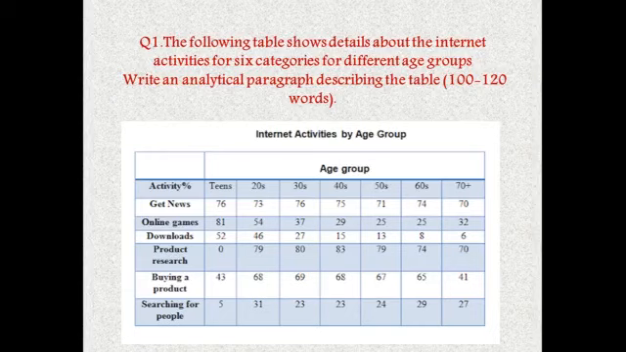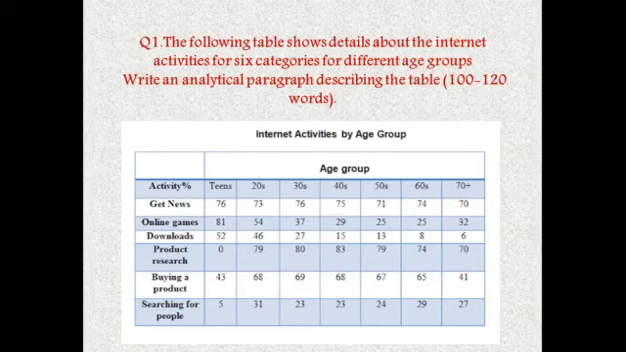Now let us quickly see the question of this video. The following table shows details about the internet activities for 6 categories for different age groups. Write an analytical paragraph describing the table in 100 to 120 words.